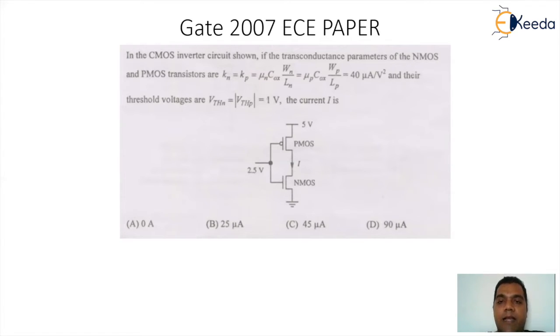Then the current I is, and we are having options: A 0 ampere, B 25 microampere, C 45 microampere, and D 90 microampere. So the first thing you need to understand here is that for both the MOSFETs, the gate potential is 2.5 volt. And the second advantage that we get here is whatever is the current of the P MOSFET, same is going to be the current for the N MOSFET. So if you solve for one of the MOSFET, automatically it's the same current for the other MOSFET.